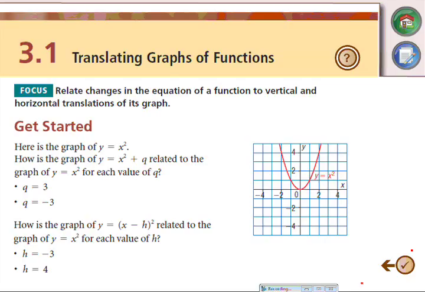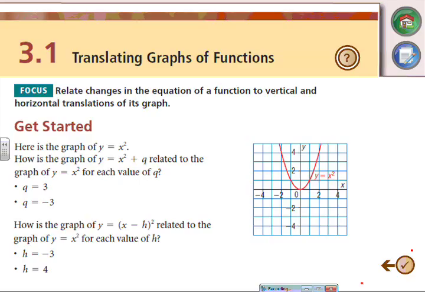Oh man, that looks so good. I can't wait to see that. This is going to be a good chapter. All right, 3.1. We are looking at transformations, a specific type of transformation called a translation. Really, a translation is going to be your shifts. So let's see what happens here.